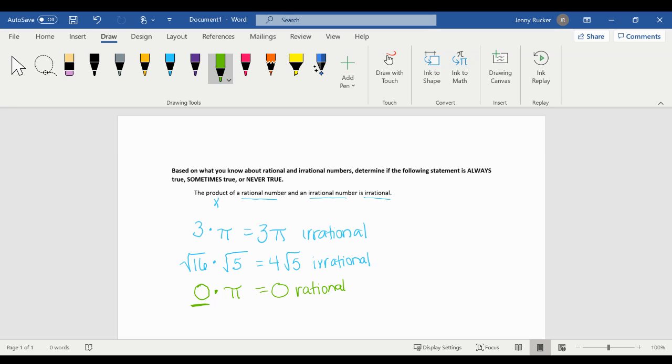So when we have 0 as our rational number times any irrational number, it's going to end up as 0 because 0 times any value is 0. So here we're going to get a rational product. So this has to be sometimes true. Since we have some cases where it is true and a case where it is not true.